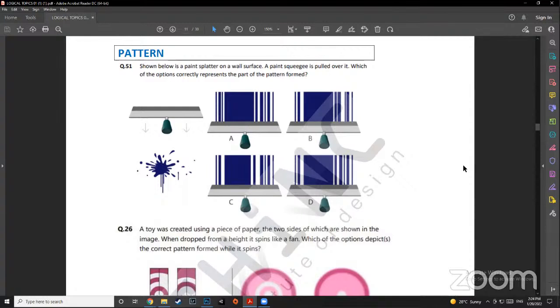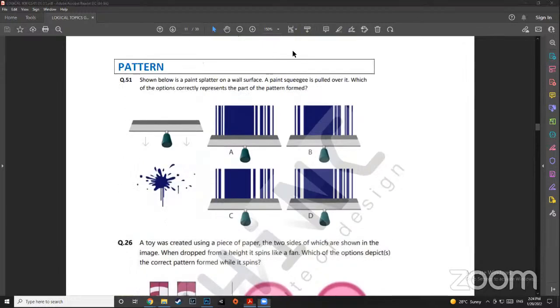So there is pattern making, right? In pattern making, they will try to ask you what sort of pattern will be made, and they can ask you in several different ways. They can give you a paint splash like this, right? And they will say, okay, what happens if I drag a spatula across it? What will happen? So I know that this will make a line, right?